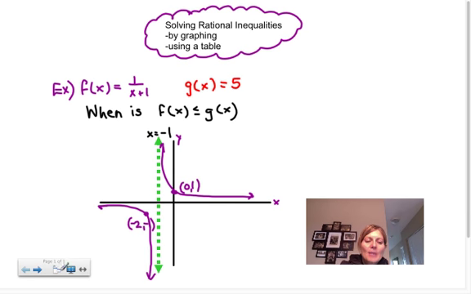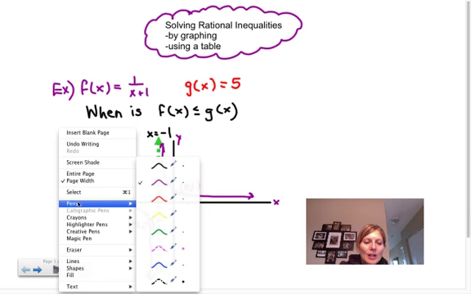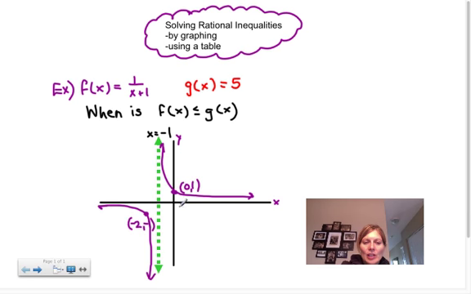Okay, we want to compare that to the g(x) function, and the g(x) function is a horizontal line that goes through 5, like that. All right, so that's g(x). Good.